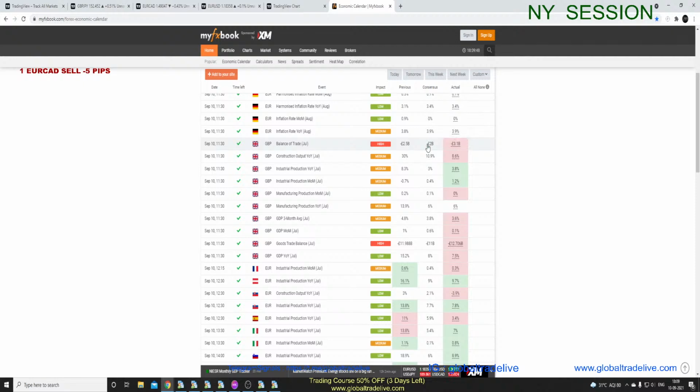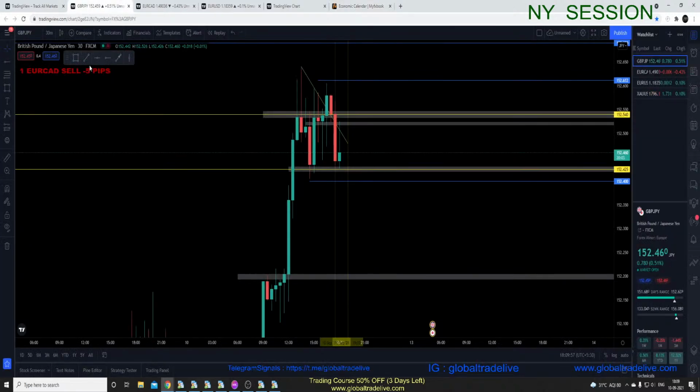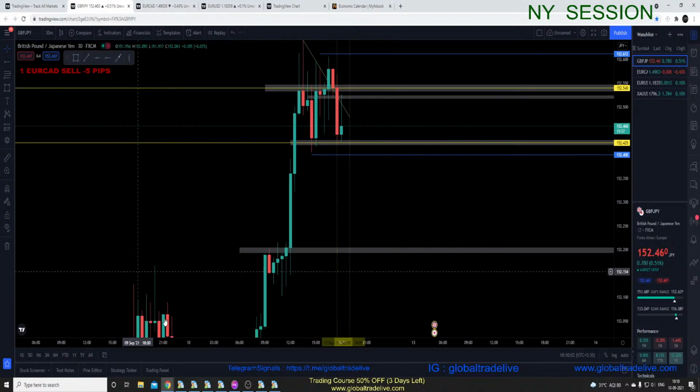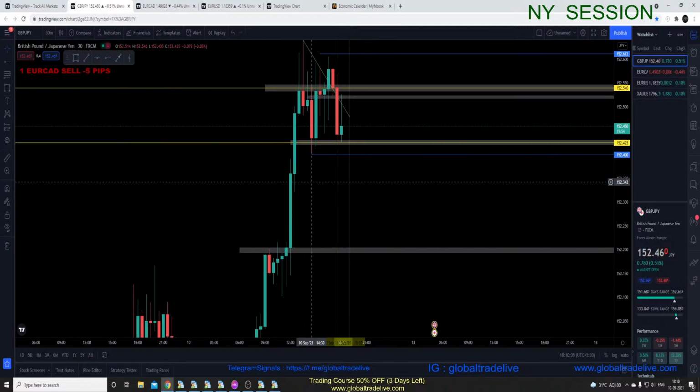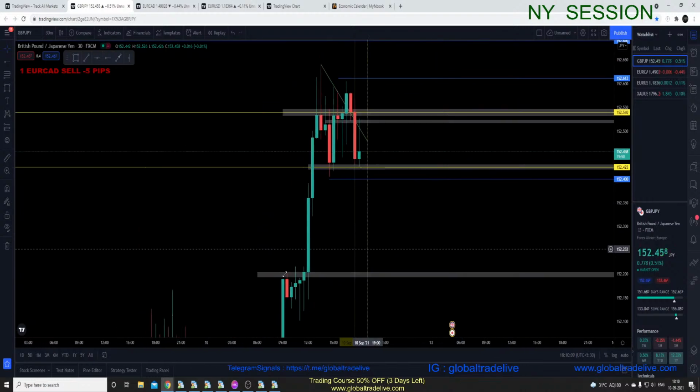GBP turned out to have negative news today, right? There was negative news for GBP, then why did it go up? The thing is, the market has to grab some liquidity before moving into its original direction. So if it has to go down, then it has to grab some liquidity, right?